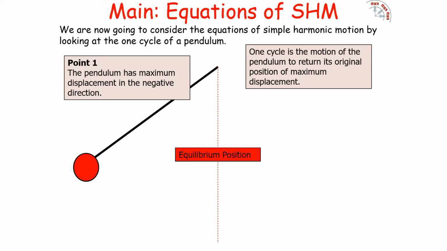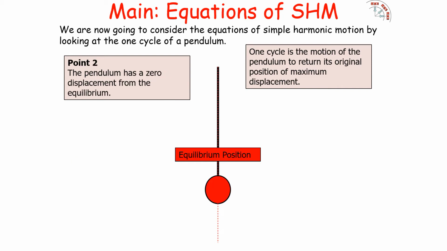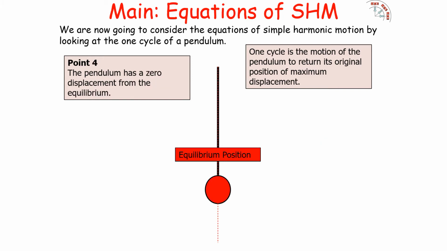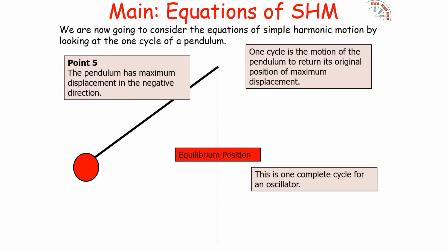At point 1, there's a maximum displacement in the negative direction, then it's got zero displacement from equilibrium at point 2, then it's got a maximum displacement in the positive direction at point 3. Then at point 4 we've got zero displacement from equilibrium, before getting to point 5 where there's a maximum displacement in the negative direction. So that's one complete cycle.